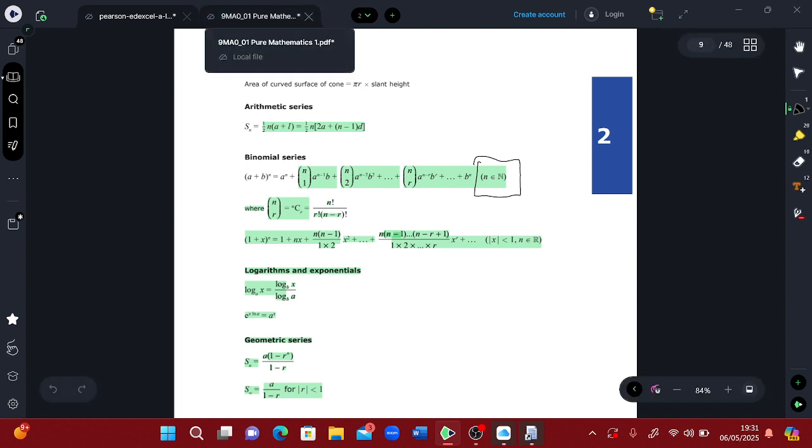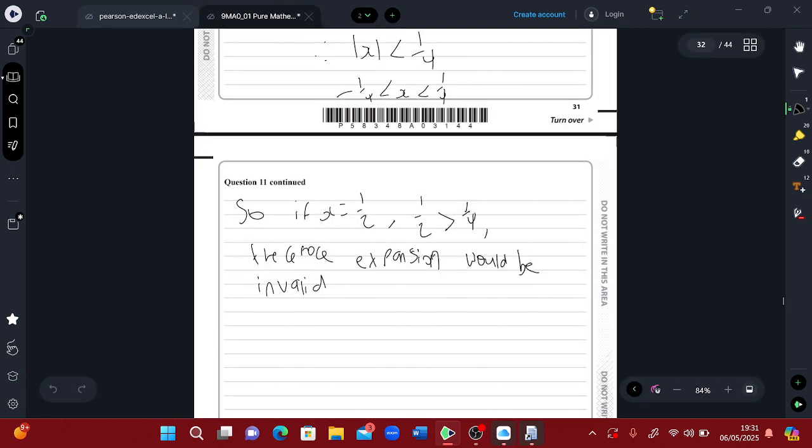However, there are two factors that affect how good a binomial approximation is. First of all, very clearly, how many terms you use.